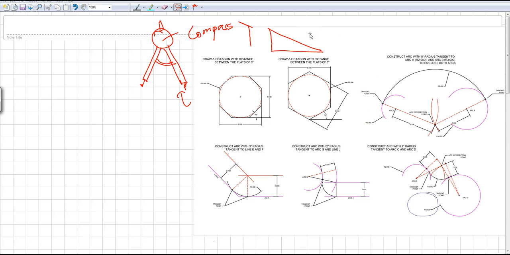Now the difference between hexagon and octagon is that a hexagon has 6 sides. And the second difference that you see is the difference in the angle. This is 45 and this is 30. Rest everything remains the same. So I'm going to start with the same exact process.